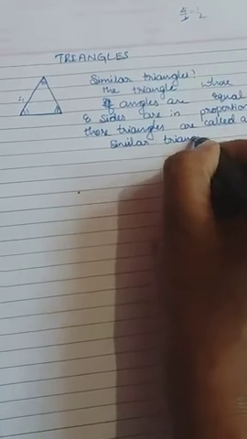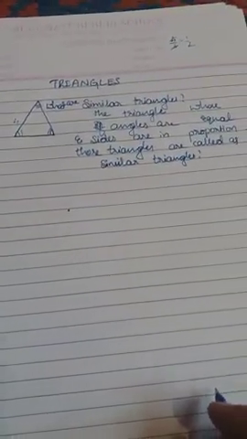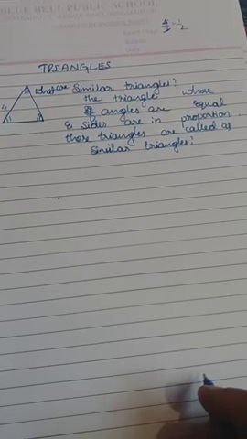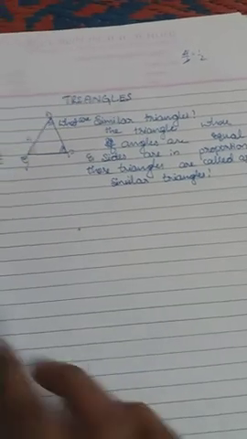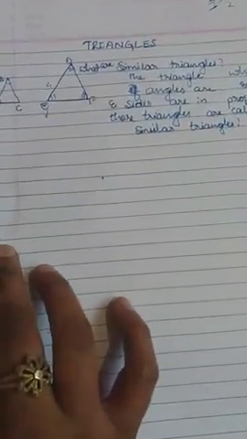What are similar triangles? The triangles whose angles are equal and the sides are in proportion are called similar triangles. We can give this example: ABC and DEF. Here the angles are equal and also the sides are in proportion, as I told you. Then these are said to be similar triangles.